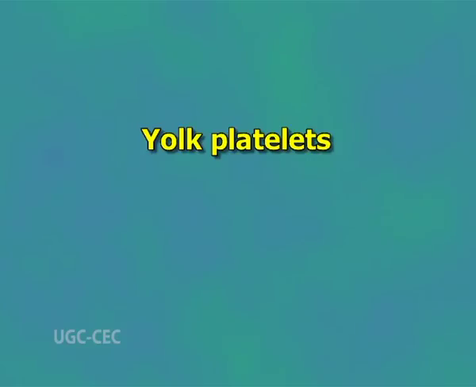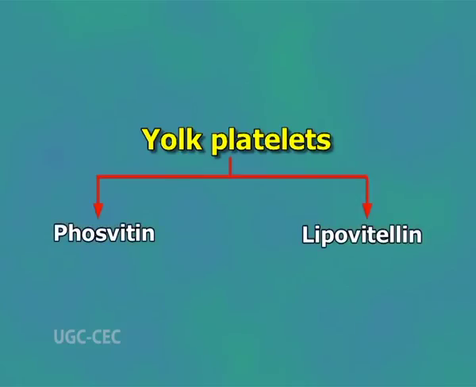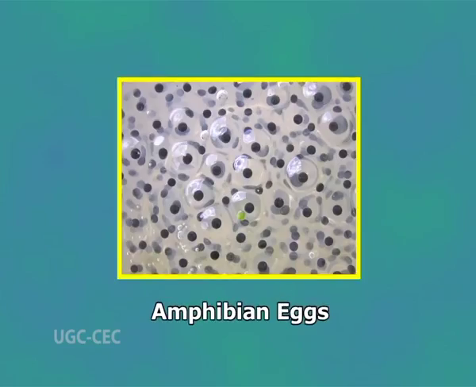Yolk platelets. The yolk platelets are oval and flattened. They contain two main proteinaceous substances, phosphatin and lipovitellin. Example, amphibian eggs.